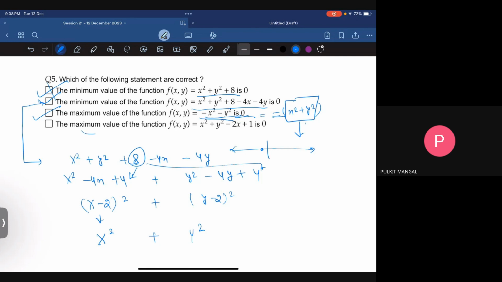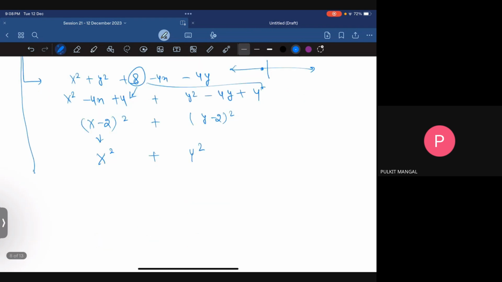Now for the fourth option: the maximum value for the function x square plus y square minus 2x plus 1 is 0. Is it correct? No, sir. No, this 0 is actually the minimum value. Now, how can we check?